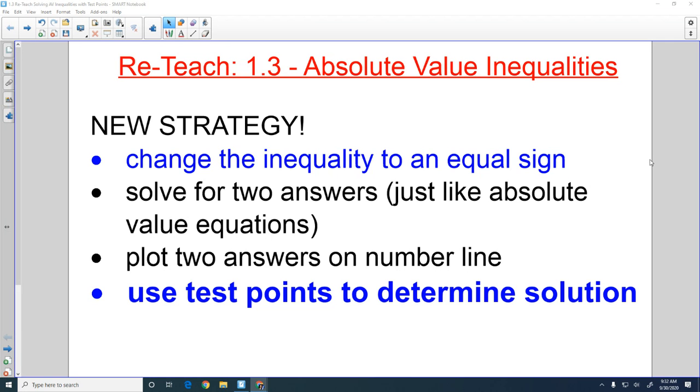So I've got a fix for you all. This is a slightly different way to solve these inequalities, which is actually going to be a little bit easier, but it might take a little bit more time. And so I'd like you to try using this new method that I'm going to go over today, mainly because you're going to have a retest on all these targets next week.